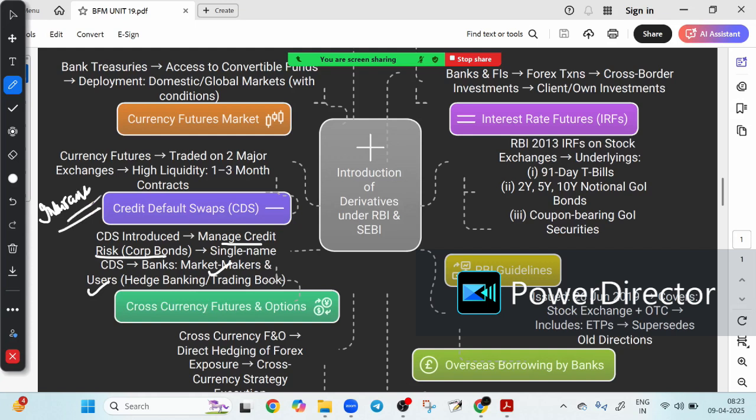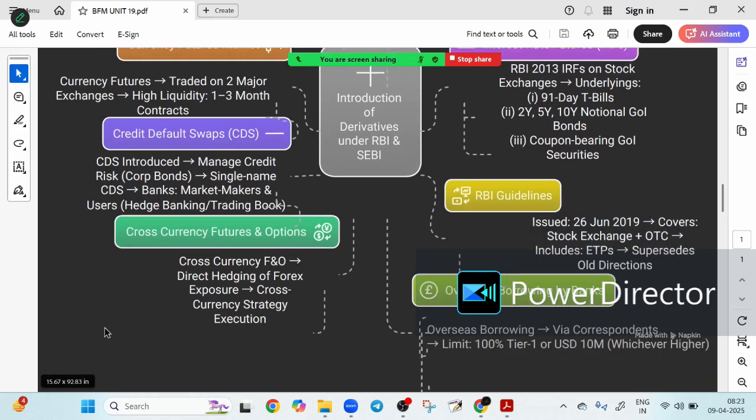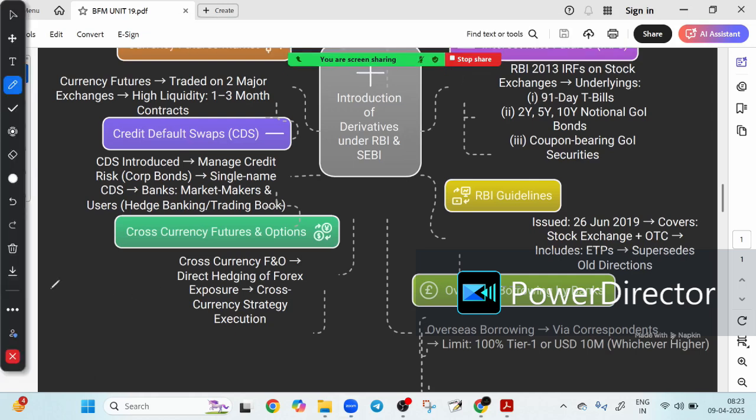Then we have cross currency future and option. So here you can see at the bottom we have something called cross currency future and option. Suppose you want to hedge your forex exposure in yen and you deal in euro, right? So how can you do that? So cross currency future and option help with direct hedging and strategy execution. So here you can see direct hedging and strategic execution, right? No matter the currency pair, whatever the currency pair is, no matter, right? Here you can go about it if you want to hedge a forex exposure in yen while you deal in euro, so cross currency future and option help with direct hedging and strategy execution.